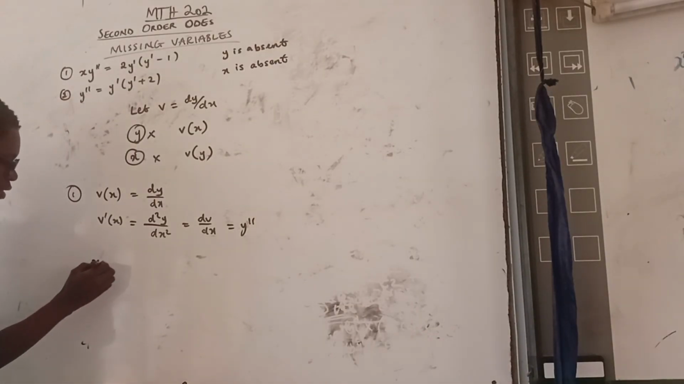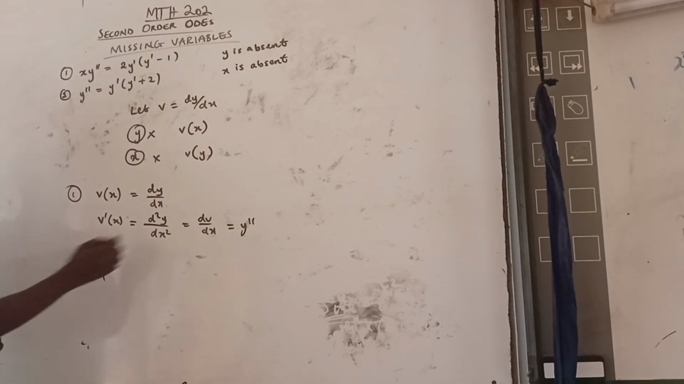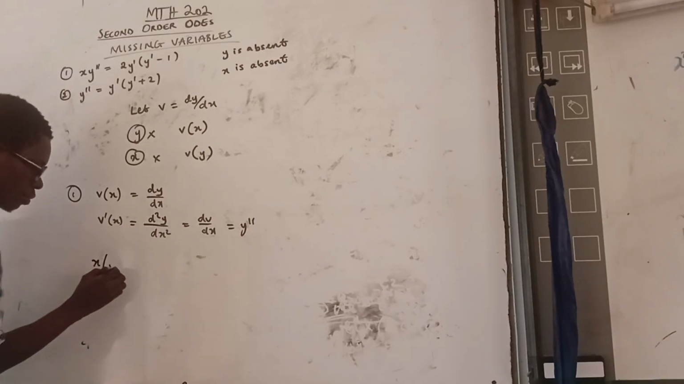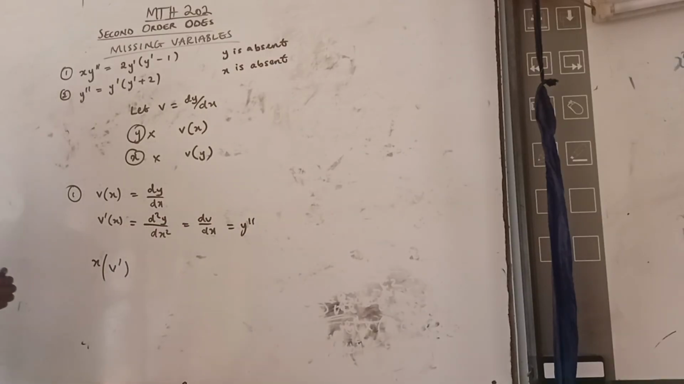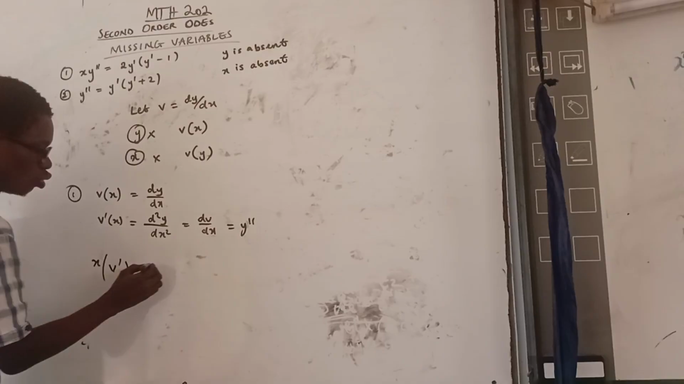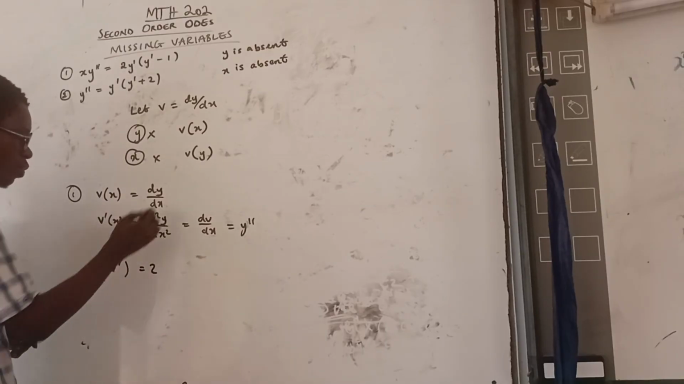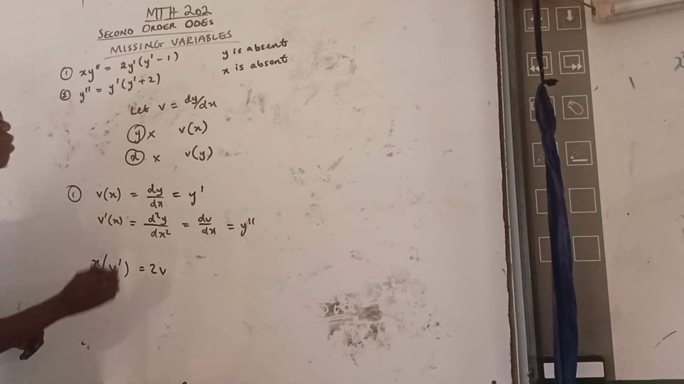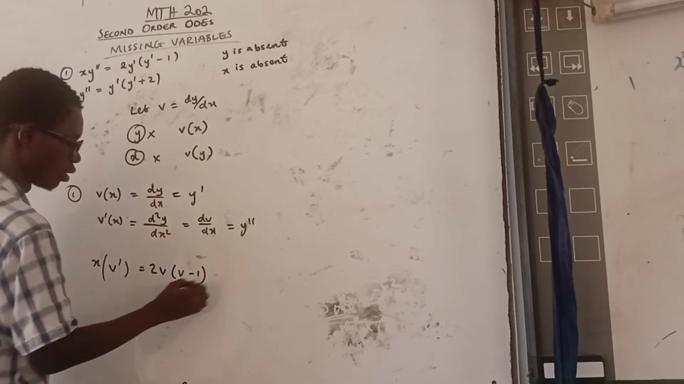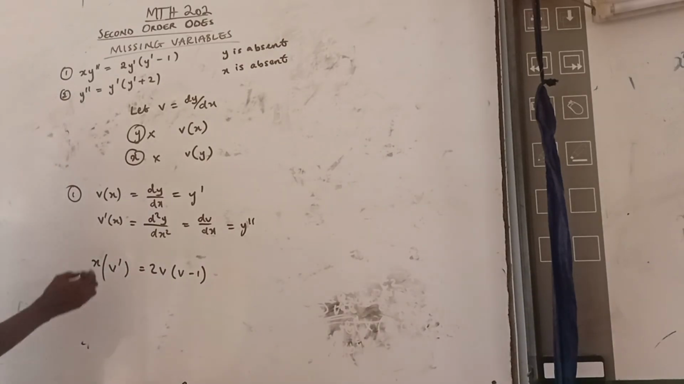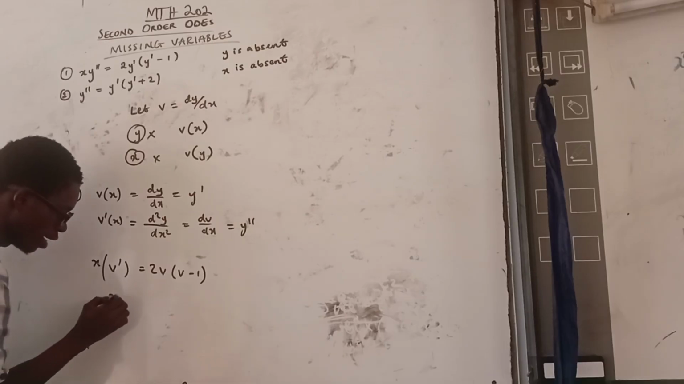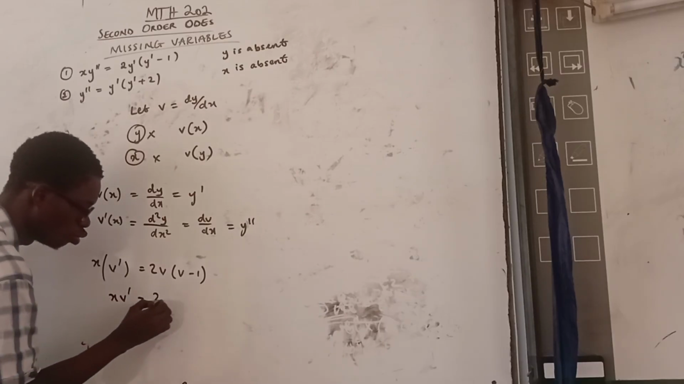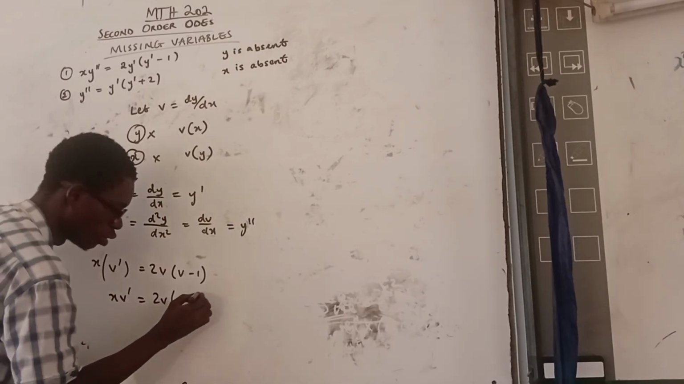We have x into bracket, instead of writing y double prime, I write v prime, equals 2. Now y prime, what's y prime? Y prime is dy/dx, which is v. So I have x v prime equals 2v into bracket v minus 1.